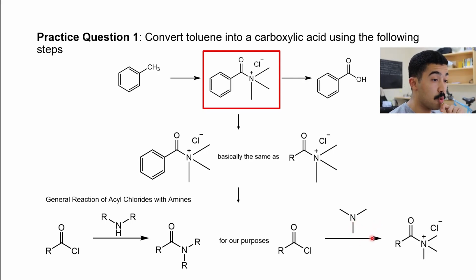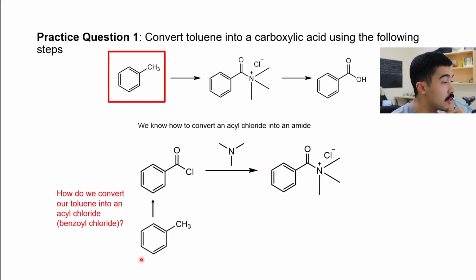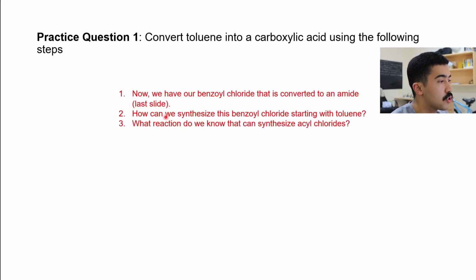Okay, now the next very important question is, well, how can we convert our toluene into an acyl chloride? So the question here becomes, how can we convert our toluene into an acyl chloride, in this case benzoyl chloride? But we're really only interested in converting this CH3 into this acyl chloride. Now, let's just think here for a minute. I wrote down a couple of questions. We have our benzoyl chloride that we converted to an amide last slide, okay? We now need to find what reaction we can use to convert toluene into a benzoyl chloride, okay?